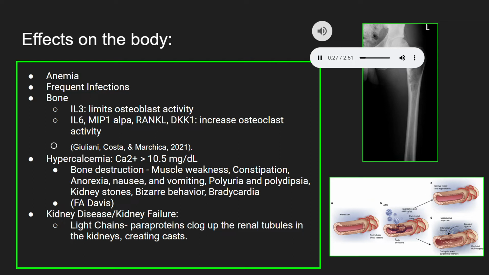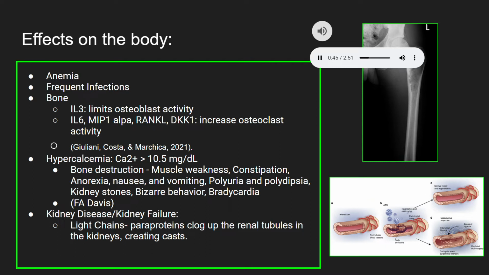Frequent infections is another symptom. As we described in the last slide, these plasma cells are so important in fighting invaders, so when they are mutated, the body is not as equipped to fight. Therefore, infection is possible. The next side effect is on the bones, and this is a little bit more involved.